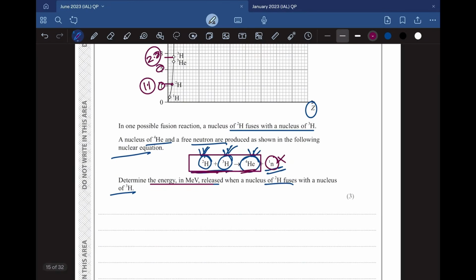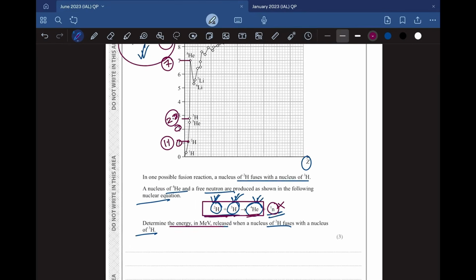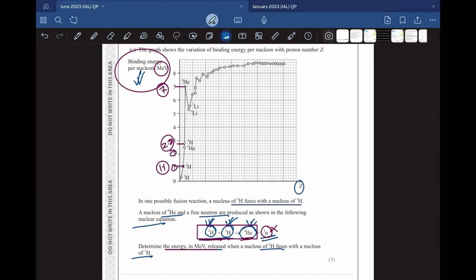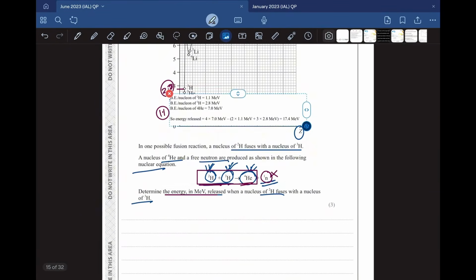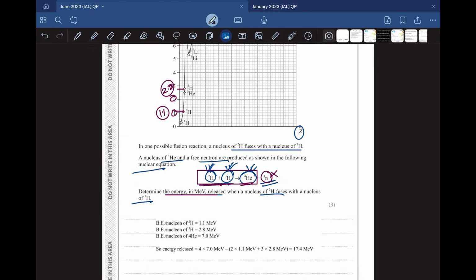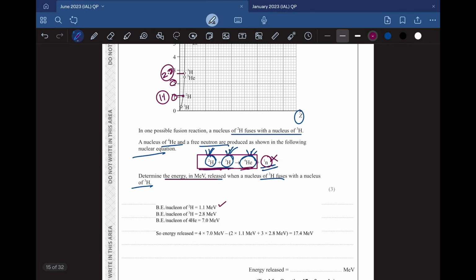So basically they have asked us to figure out the energy released in mega electron volts. Now these types of questions are very common, but I have chosen this question because it was a little bit different from the other ones. So basically we have figured out the binding energy per nucleon of 2H was 1.1, another one 2.8, and the other one is 7.